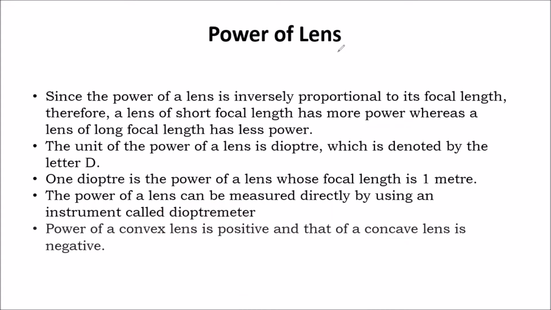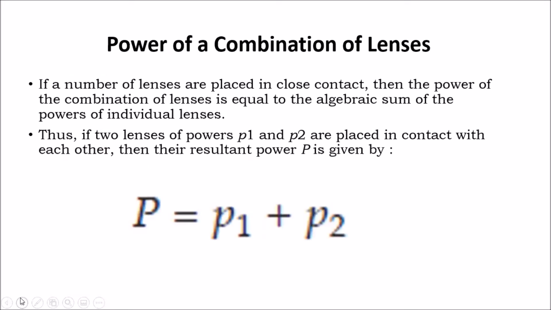Usually it also happens that we don't use a single power lens. Sometimes we use a combination, and sometimes we need a lens which is a combination of concave as well as convex, so that we get the proper result. If a number of lenses are placed in contact, then the power of the combination of lenses is equal to the algebraic sum of the powers of the individual lenses. Which means if you have two lenses, whether concave or convex, you just add their power, and that gives you the resultant power.